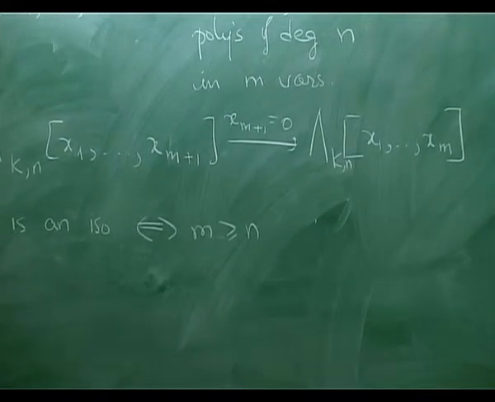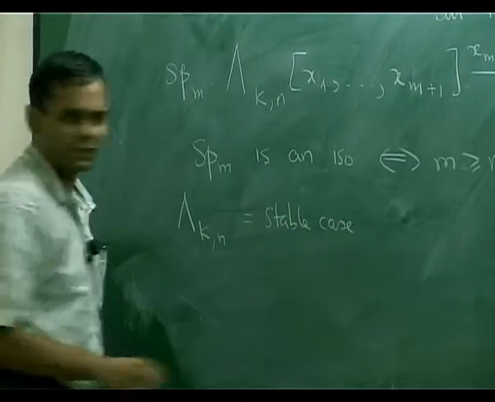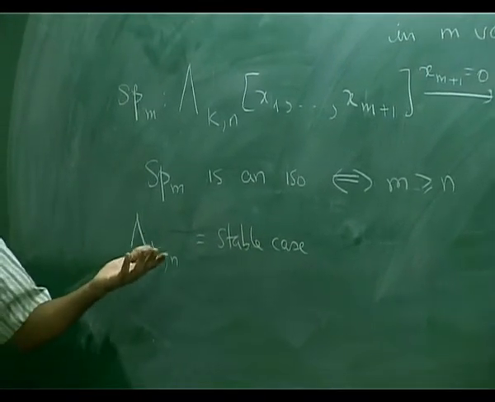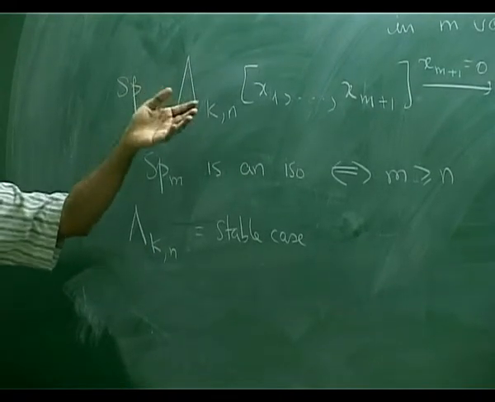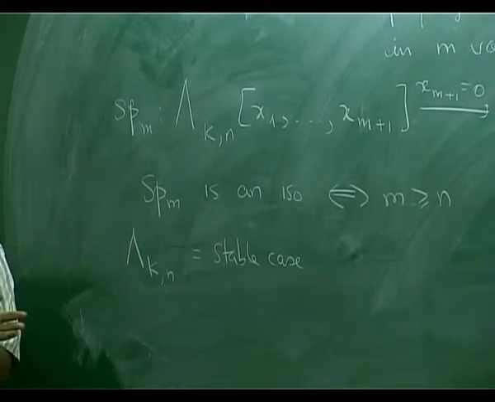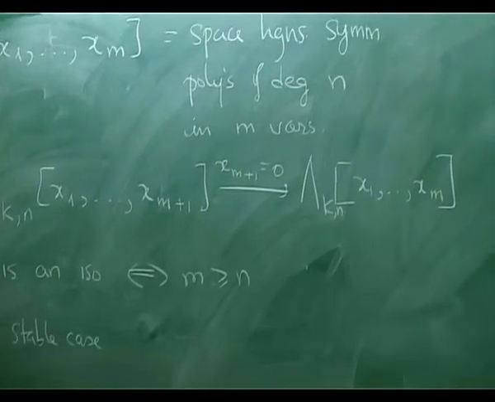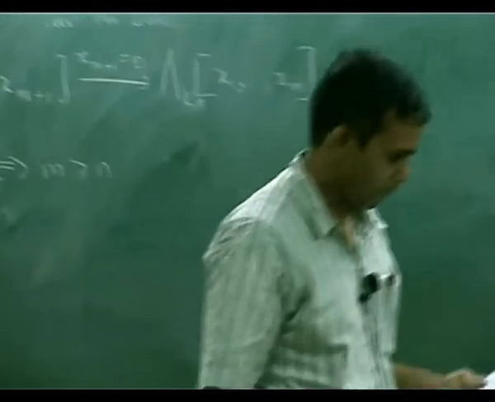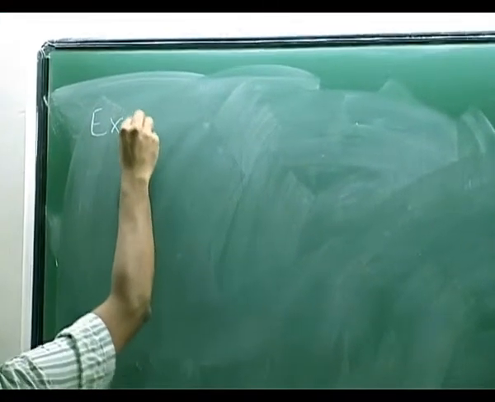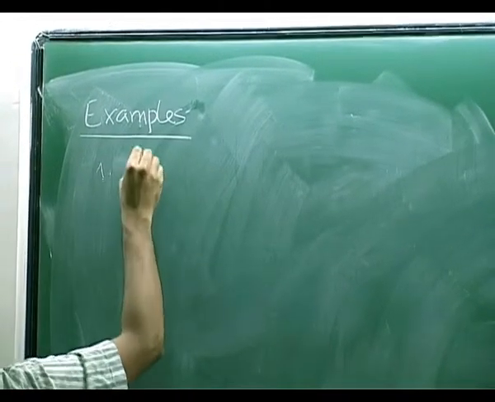So this will be the stable case. I'm a bit vague here, but what it means is that you just take any of these cases where m is greater than or equal to n, and you can change the number of variables at will so long as you stay within this range using these isomorphisms. So let's look at some examples of these things. Example 1 are power sum symmetric functions.